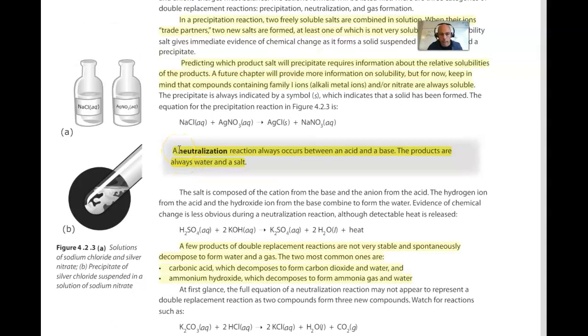And here we see that a neutralization reaction always occurs between an acid and a base. These are just double replacement reactions that are subcategorized as neutralization. The products are always going to be water and a salt, and we'll see why water is one product and why salt would always be the other. So here's an example of one down here.